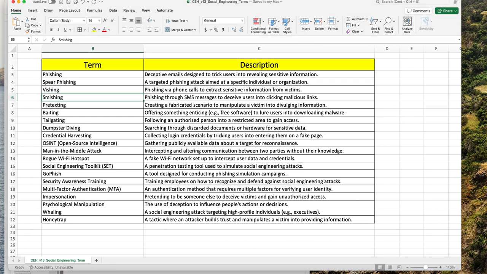So, something to keep in mind when you work in cybersecurity, and in this case, if you want to take the CEH exam, you do have to memorize a lot of these concepts, and I'm just going to go over them real quick. As you could see, this is self-explanatory for the most part.